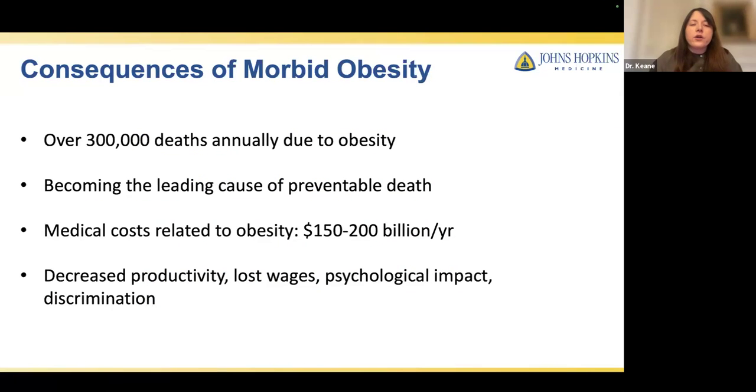What are the consequences for society more widely? Well, obesity is responsible for 300 deaths annually, and it's becoming a leading cause of preventable death. It also costs a lot of money. It's responsible for nearly 200 billion of medical costs every year. For the individual, there's also an impact. It decreases someone's productivity, it results in lost wages, and of course, we all know it has psychological impacts leading to discrimination and stigma.